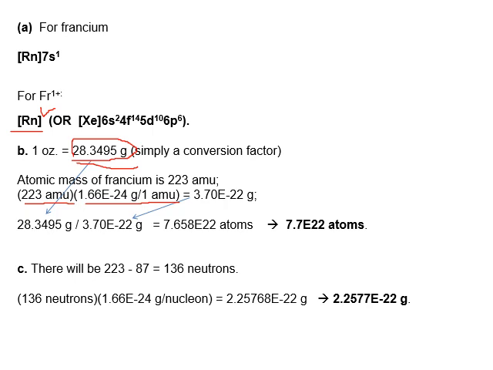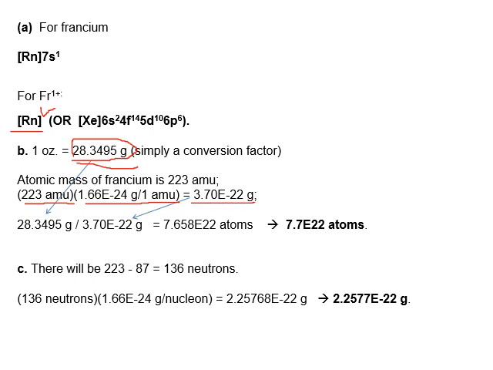Okay, so I actually did this one differently. Anyway, you can do it either way. You can do it the way I said before, or you can do it this way. If you convert this to grams, 223 AMUs, actually it turns out to be the same thing. So 223 AMUs will convert to 3.7 times 10 to the minus 22nd grams.